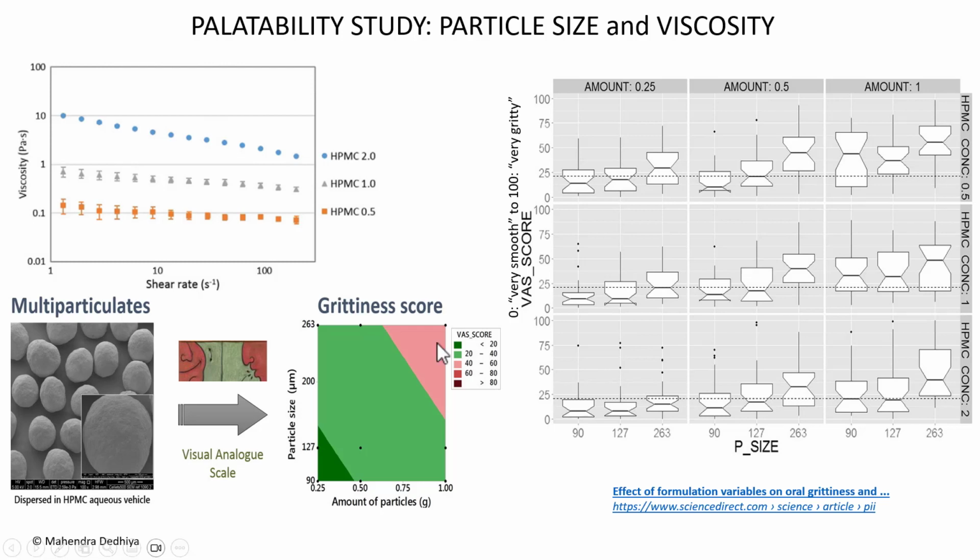Information is then looked at from the VAS score, which goes from 0 to 100, amount of particles from 0.25, 0.5, and 1, HPMC, hydroxypropyl methyl cellulose concentration from 0.5, 1 to 2, and particle size shown here. Based on this type of graph, an acceptable grittiness score is less than 20. From this type of information, one can start deciding what factors go into a palatable formulation.